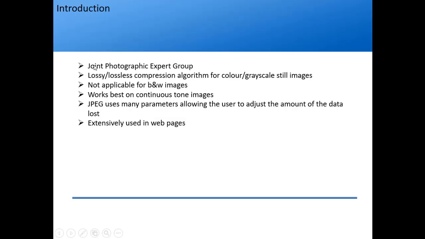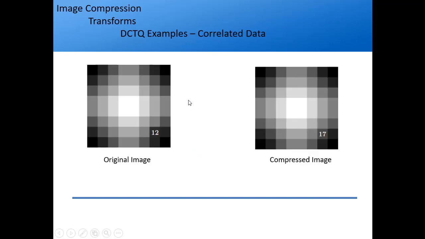So again, JPEG stands for Joint Photographic Expert Group. It is a lossy or lossless compression algorithm for color or grayscale still images, not applicable for black and white images. That is, JPEG is not applicable for black and white images. And it works based on continuous tone images. So again, what are continuous tone images?